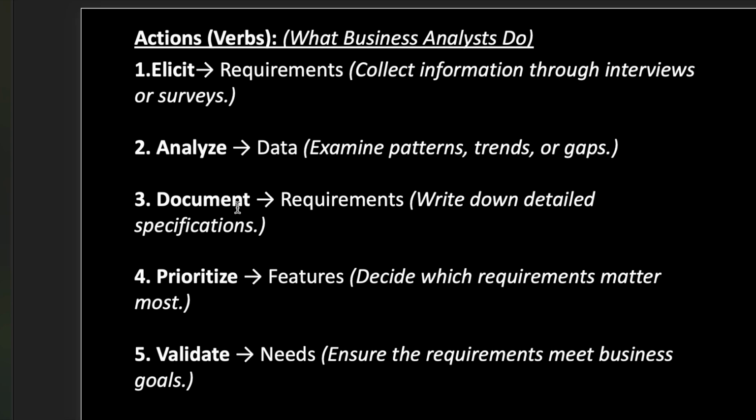Prioritize. What do we prioritize? Features. Decide which requirements matter most. When you are working on a project, there are multiple enhancements or new builds, and multiple things come up in your way. You are not able to work on everything in one shot, right? So you need to prioritize which feature is required. We call this MVP, minimum viable product.